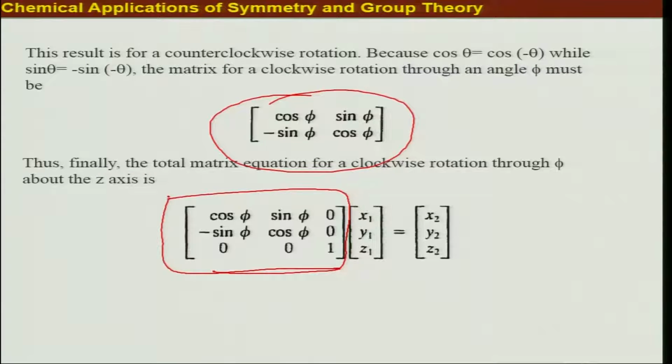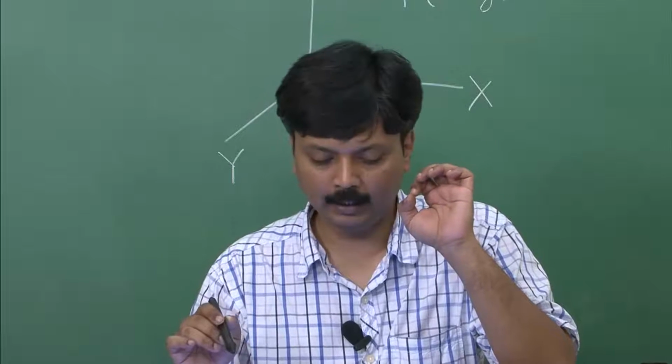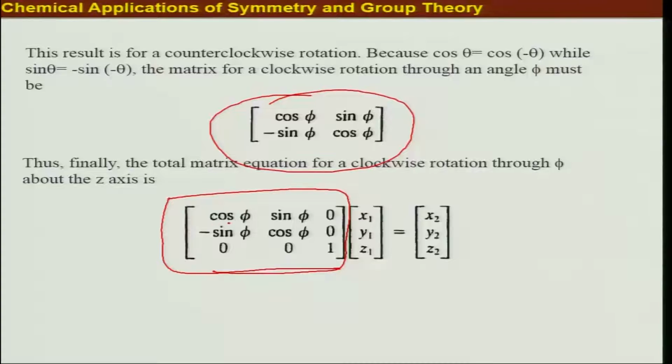Now the beauty of this matrix, in terms of the angle phi or theta, whatever you use, is that you just give the value of that particular angle. If it is C6, then you give 60 degrees. If it is C2, you give 180 degrees, and you get the corresponding values for cos and sin phi, and you get the matrix. That matrix will act upon this x1, y1, z1 column vector, and ultimately give you the final result.